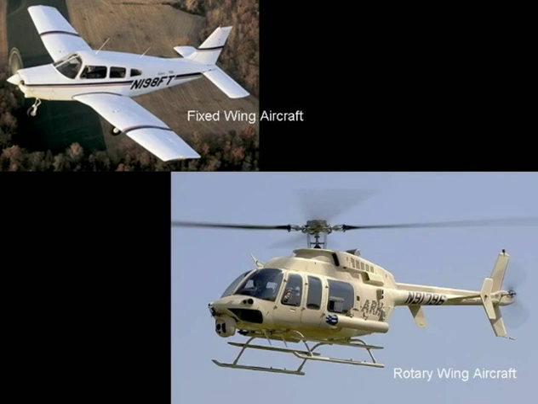Now, in the general sense, just about everything that flies has wings. You know, birds and insects, airplanes. A helicopter has wings also. It just has rotating wings. We call them the rotors. And that's the business end of the helicopter, really.